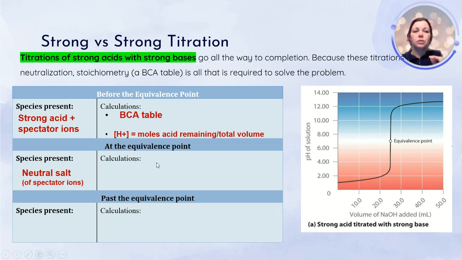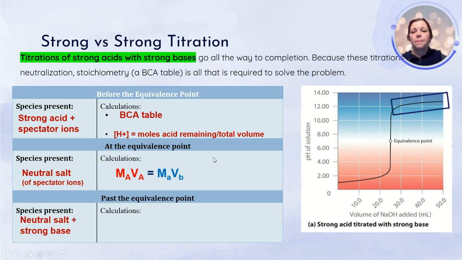We do need to take into account the neutralization part, right? So the acid and the base reacting with each other. Okay, so at the equivalence point, you've got your MAVA is equal to MBVB. There is that same typo again. Sorry about that. At your equivalence point.